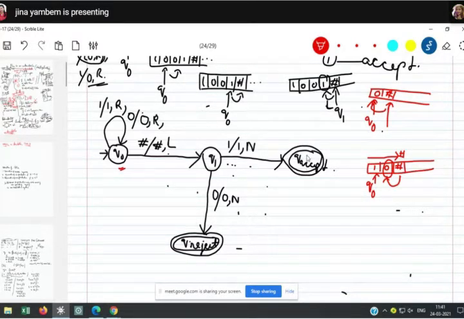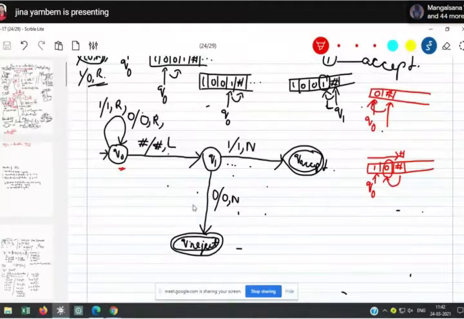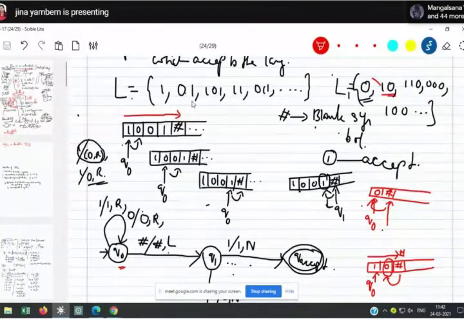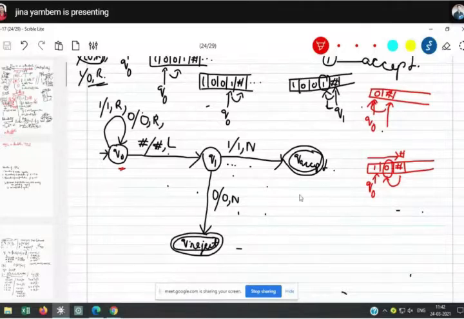But once we reach here, we cannot proceed further. That's it. Now this is the Turing machine for accepting a language which is a combination of zeros and ones and then ending with 1. Now, I have inserted two kinds of final states. One is QAccept, one is QReject.